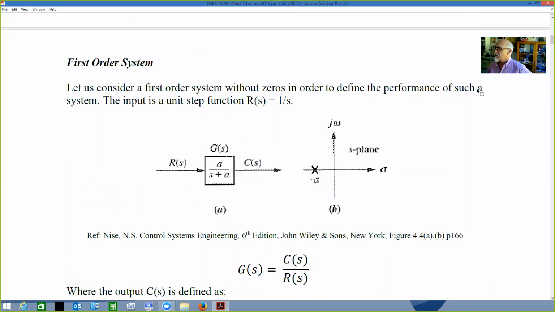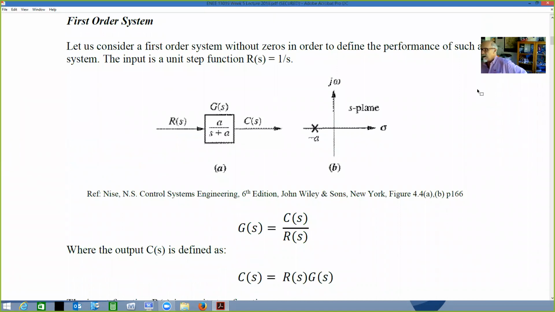If we deal with a first order system to begin with, and we're going to consider that it doesn't have zeros, and we're going to define the input function as a unit step function. So here's our input R(s), which is our unit step function. Here's our output C(s), and then our transfer function G(s), which equals a divided by s plus a. We plot that out onto the imaginary plane, and you'll see the value then will be s equals negative a, or sigma equals negative a on that particular axis.